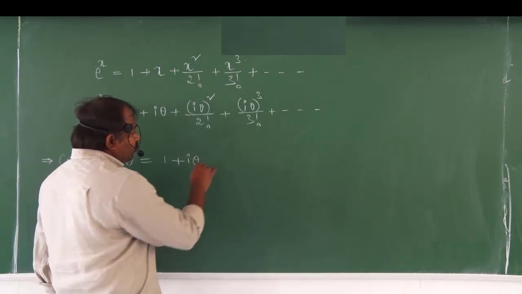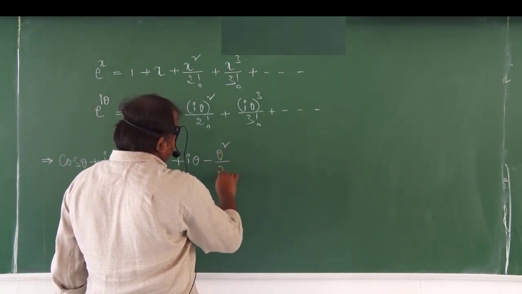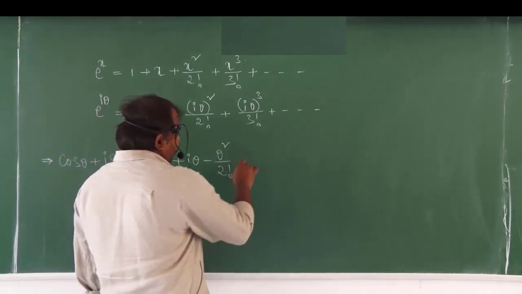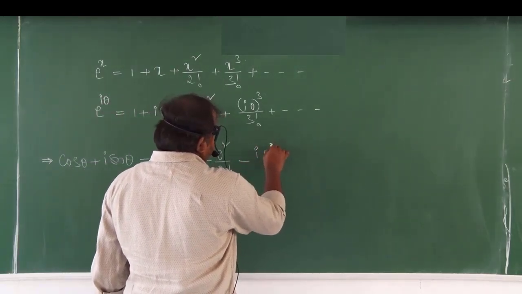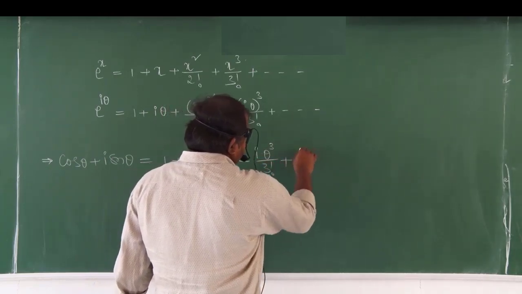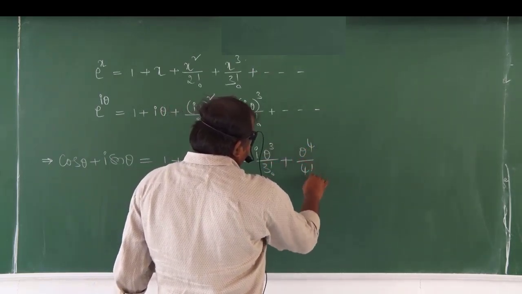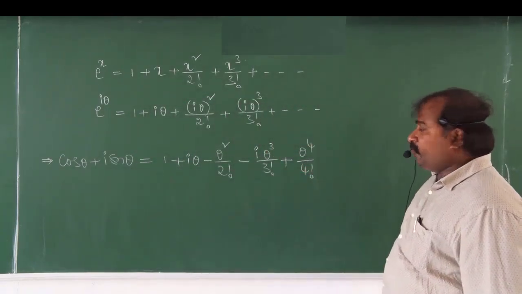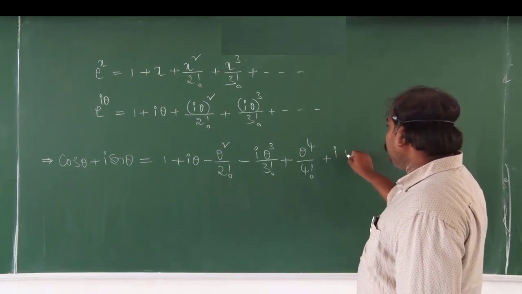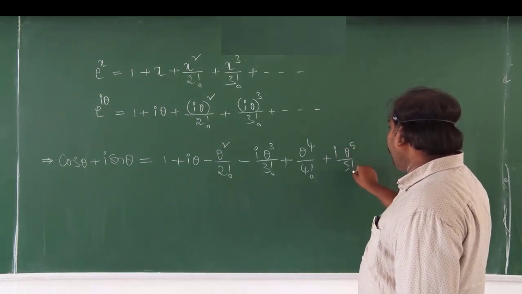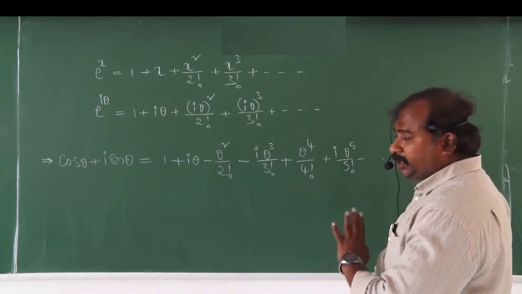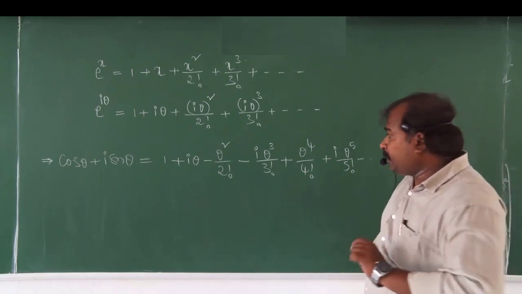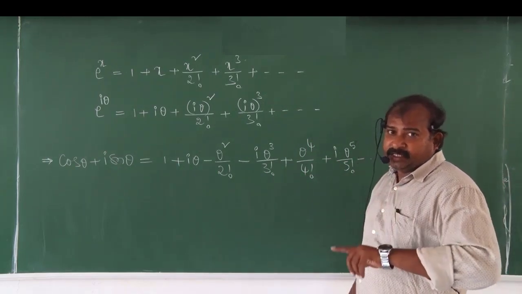Here iota square means minus 1, so minus theta square by 2 factorial. Iota cube gives minus i into theta cube by 3 factorial, plus the next value theta power 4 by 4 factorial, and next iota power 5 means plus i into theta power 5 by 5 factorial, minus, and so on. Now this whole value I can separate as real part and imaginary part.